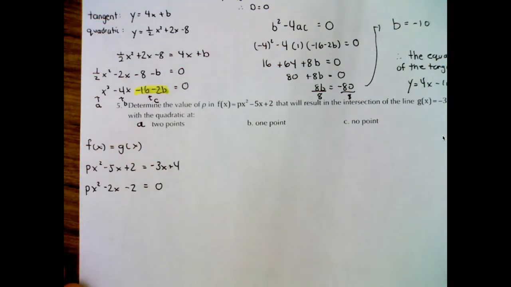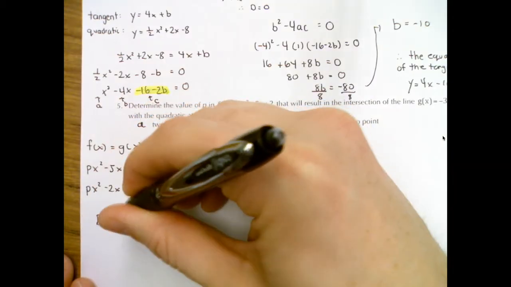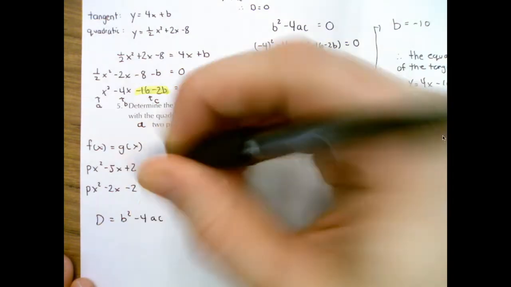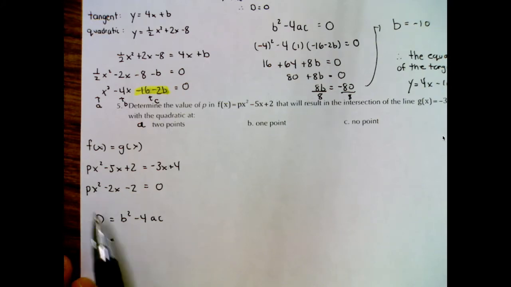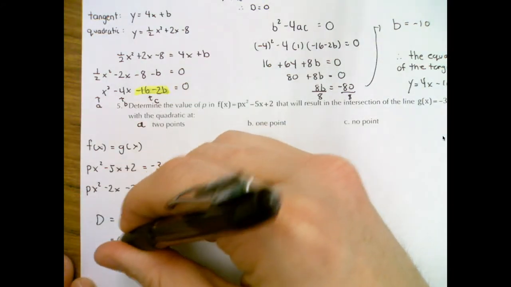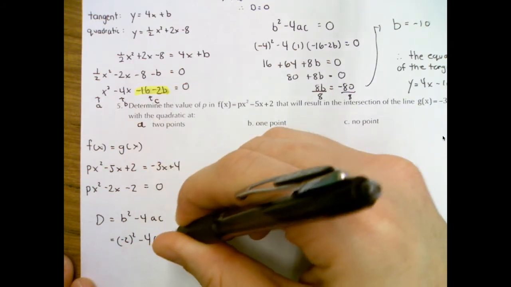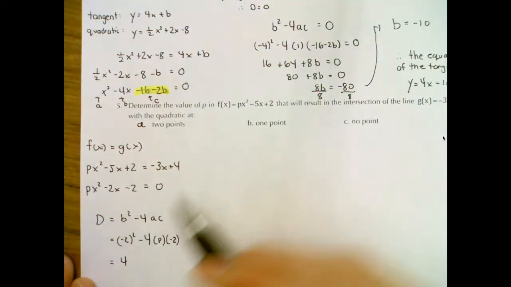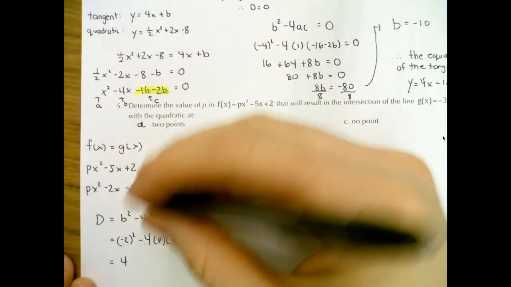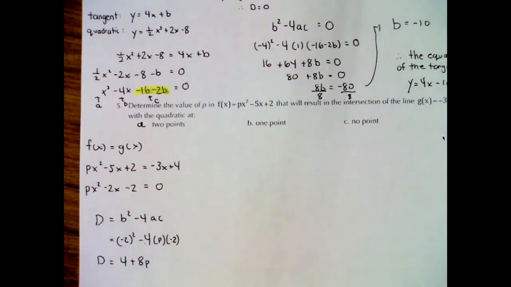Now we have a quadratic. We're going to use the discriminant. What's the discriminant? Well, the discriminant is b squared minus 4ac. Let's plug our values in and get our discriminant. b squared minus 4ac would be negative 2 squared minus 4 times p times negative 2. Negative 2 squared is 4. Negative 4 times negative 2 is 8. Times p is 8p. So our discriminant is 4 plus 8p.